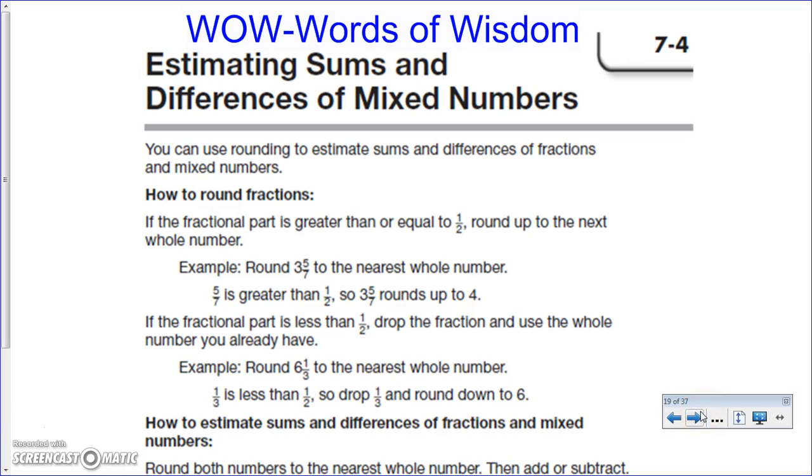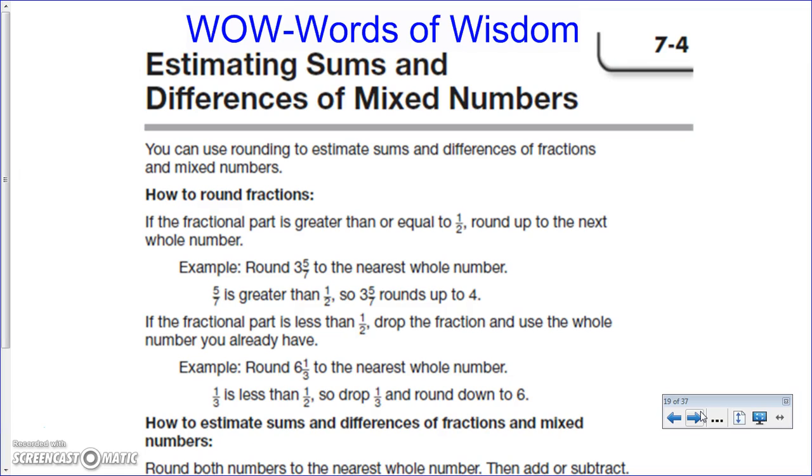You can use rounding to estimate the sums and differences of fractions and mixed numbers. How to round fractions. If the fractional part is greater than or equal to 1/2, you're going to round up to the next whole number. For example, round 3 and 5/7 to the nearest whole number. 5/7 is greater than 1/2, so 3 and 5/7 rounds up to 4.